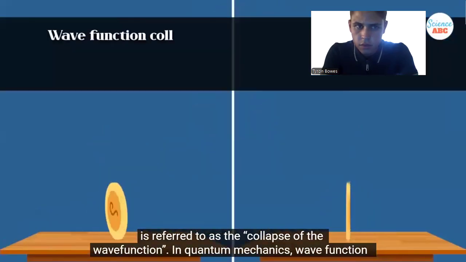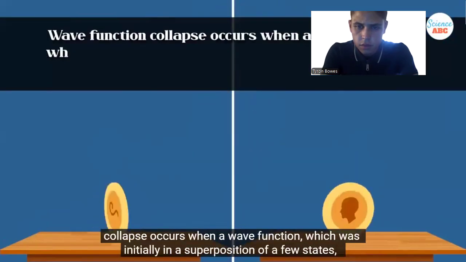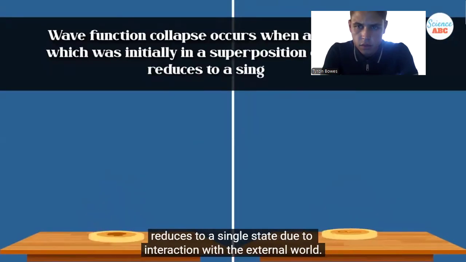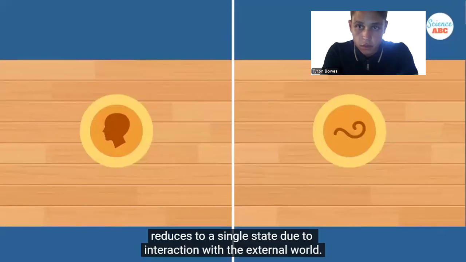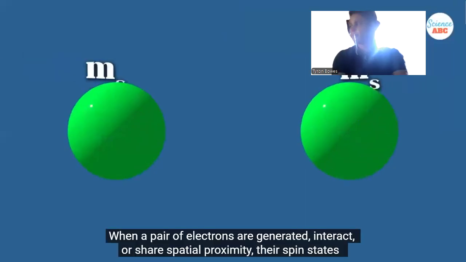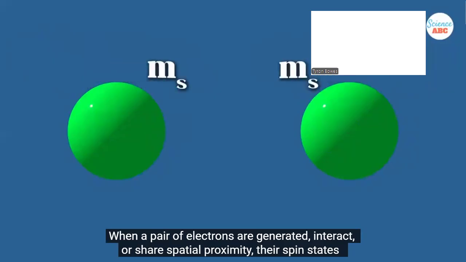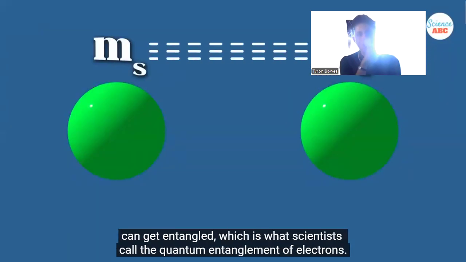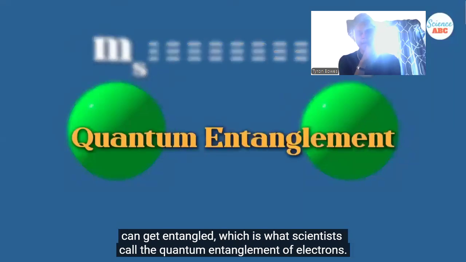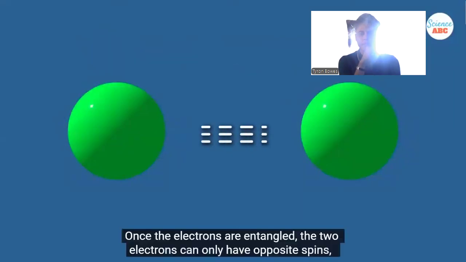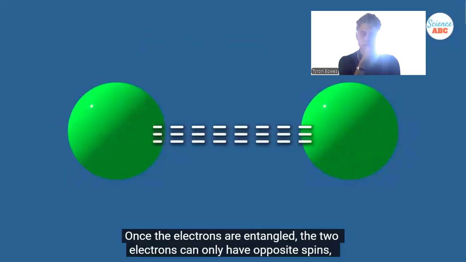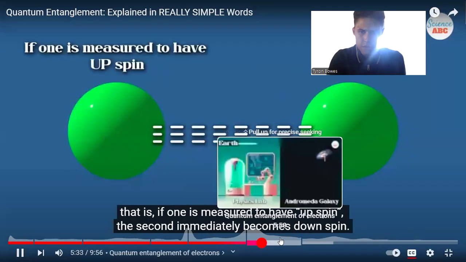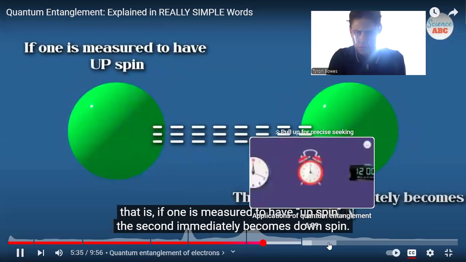In quantum mechanics, wave function collapse occurs when a wave function, which was initially in a superposition of a few states, reduces to a single state due to interaction with the external world. When a pair of electrons are generated, interact, or share spatial proximity, their spin states can get entangled, which is what scientists call the quantum entanglement of electrons. Once the electrons are entangled, the two electrons can only have opposite spins. That is, if one is measured to have upspin, the second immediately becomes downspin.